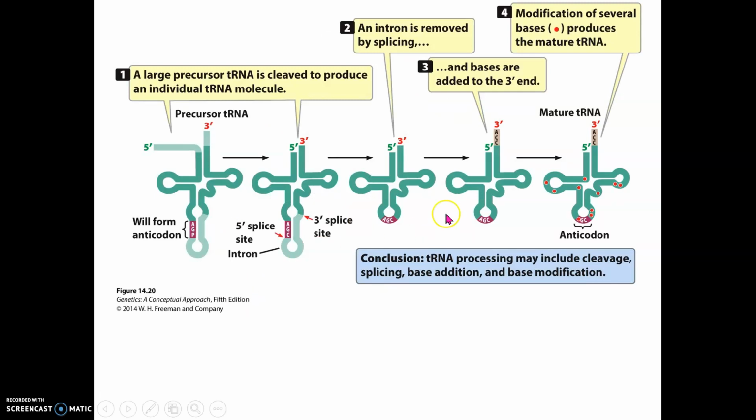And so this is another way of looking at the tRNA processing. The darker green is what becomes the mature, and the light green and the dark green is the precursor. And we can see how pieces are being cut off along the way. And then the dots represent modifications that occur.